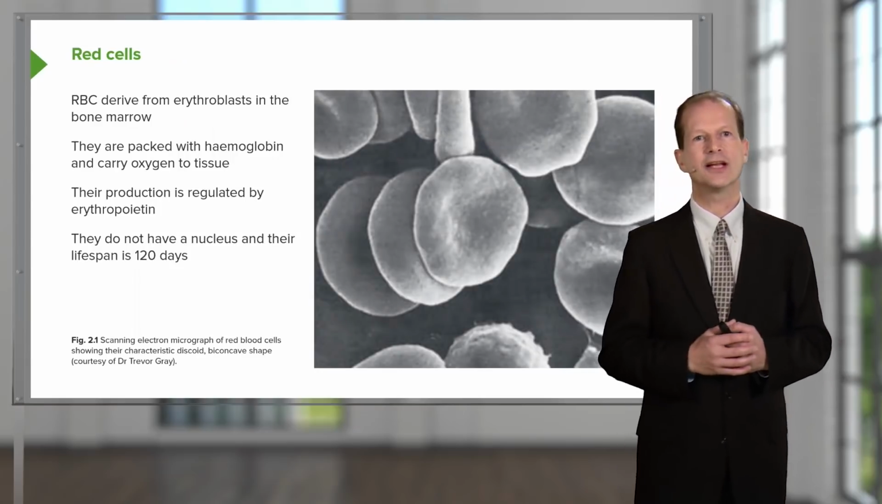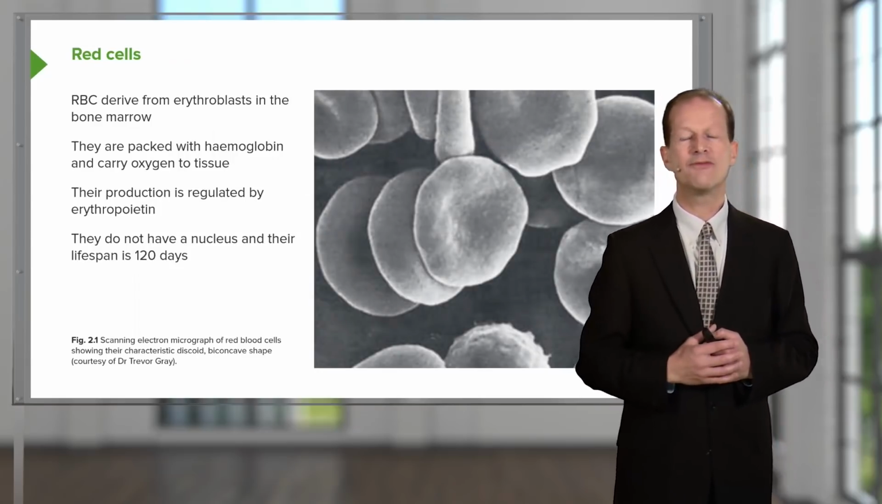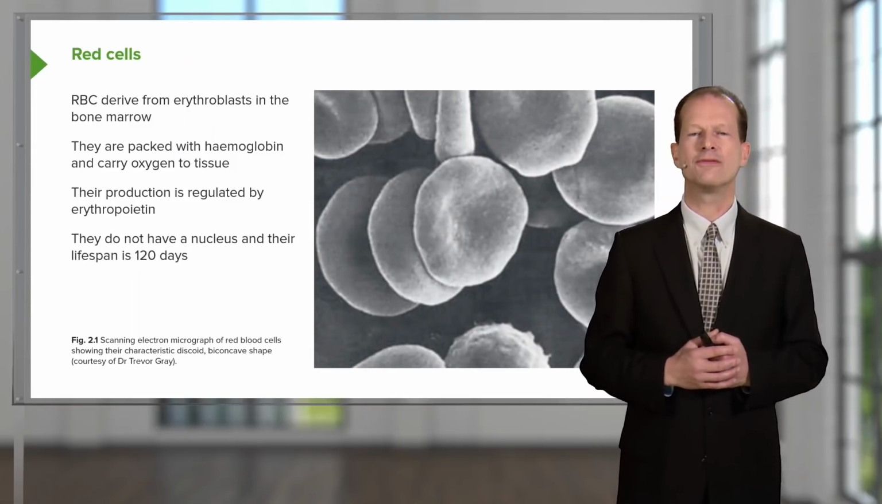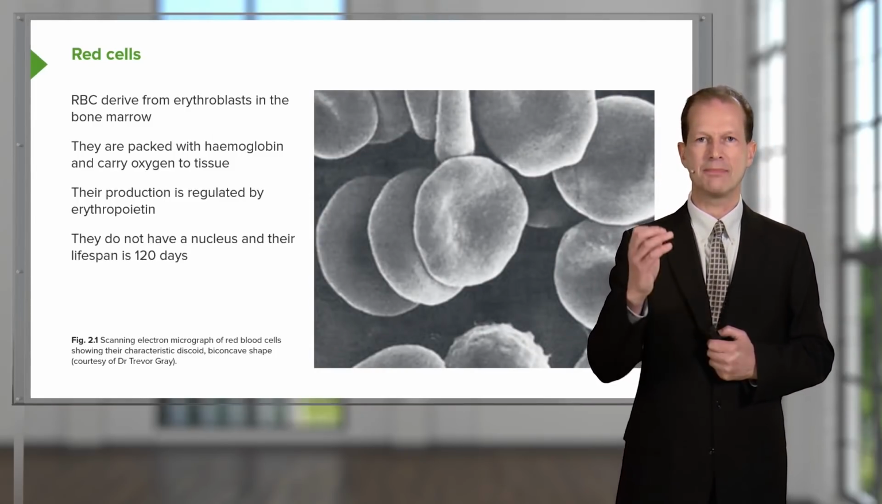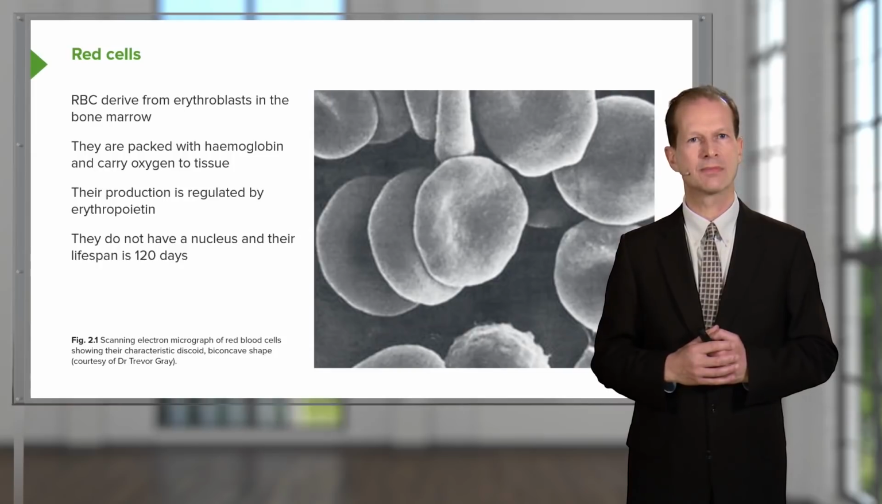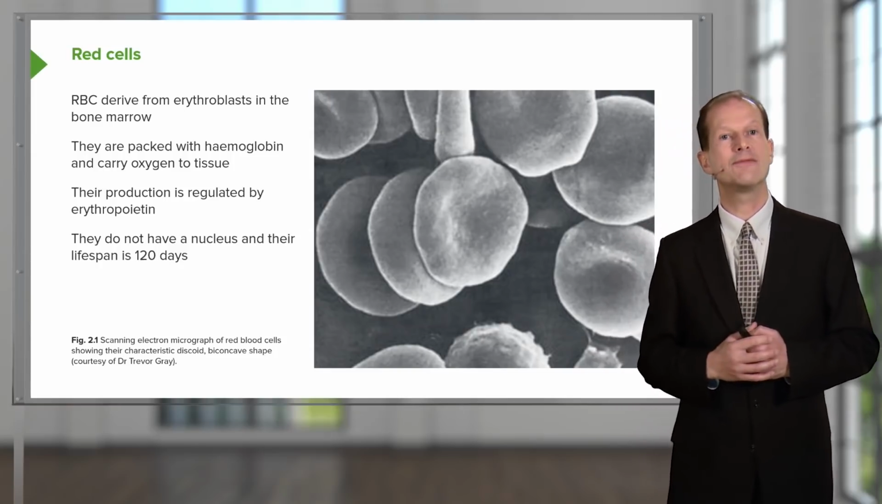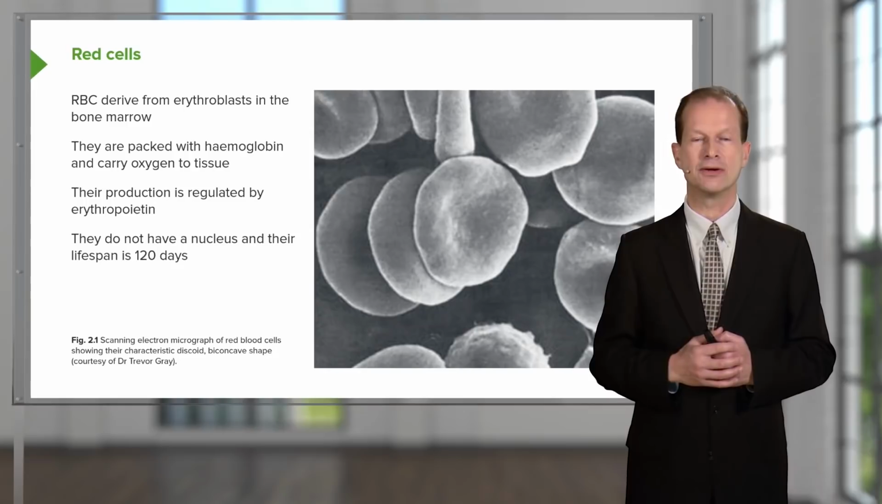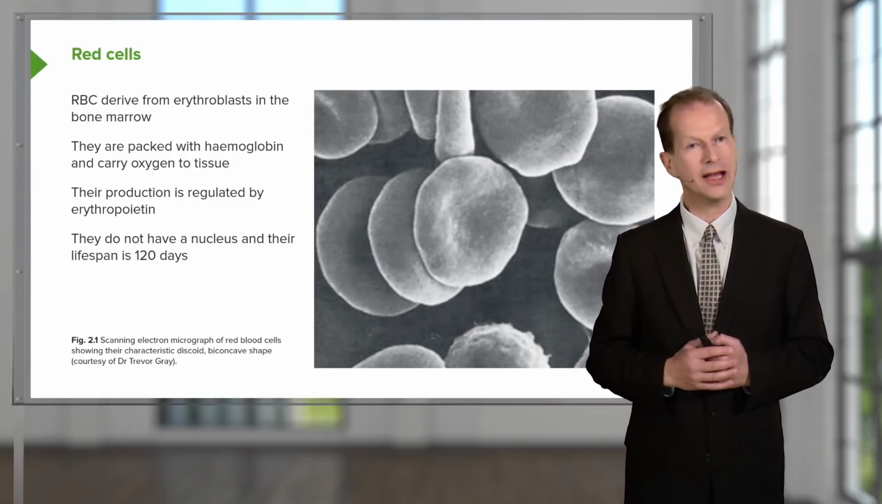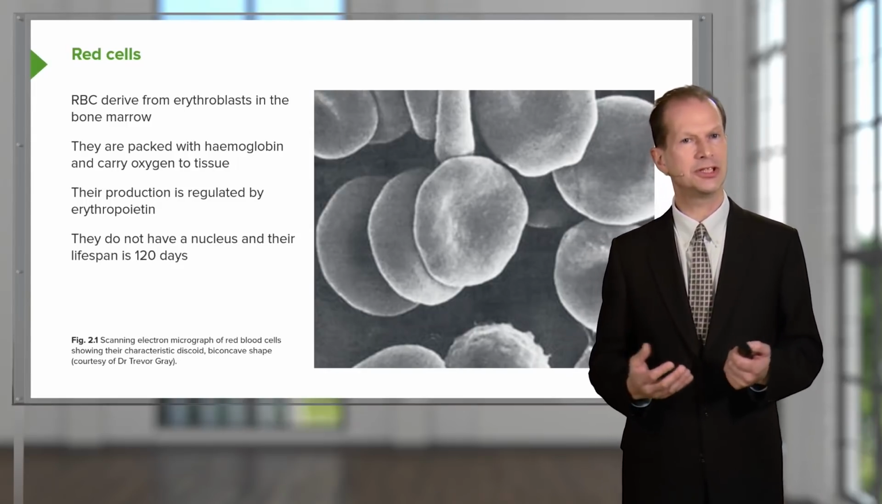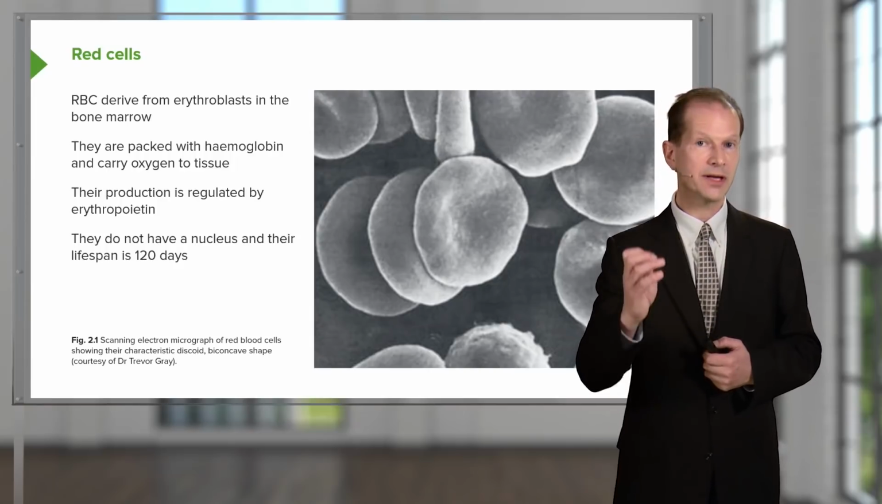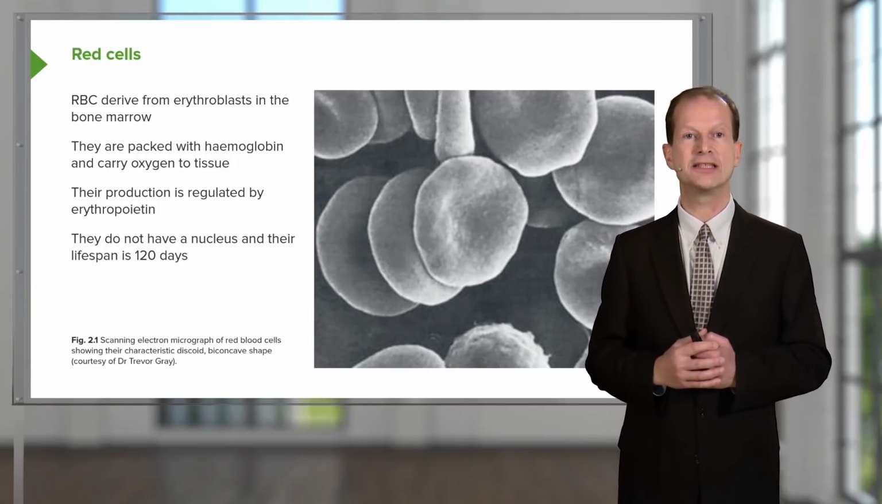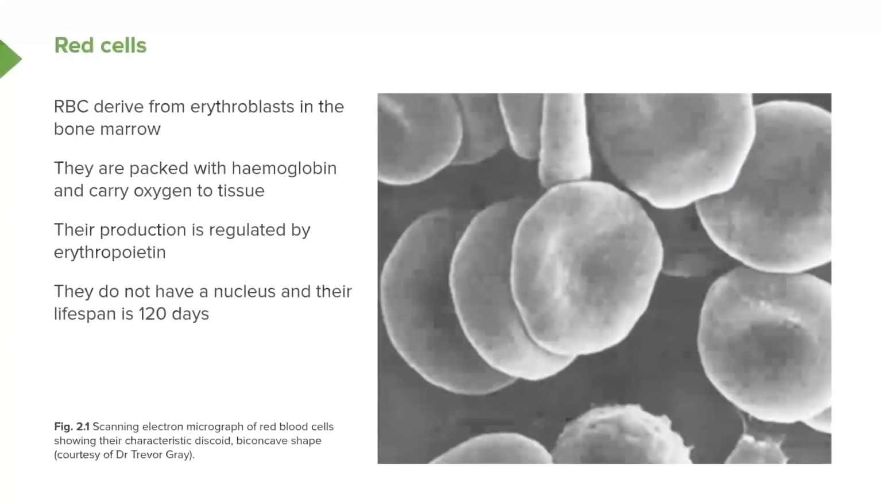Let's start with the red cell itself, and here is that very familiar electron micrograph of red cells, showing their biconcave shape. Red cells derive from erythroblasts in the bone marrow. They're packed with hemoglobin, and they carry oxygen deep into tissues. The production of these cells is regulated by erythropoietin, and they don't have a nucleus, so their lifespan is limited and is around 120 days.